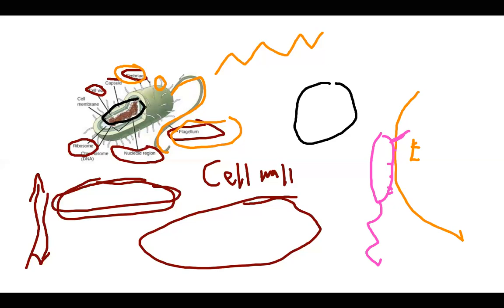And like I said in part one, prokaryotic cells cannot expand. Whatever their size is, that's the only size they can stay forever. However, eukaryotic cells can grow.